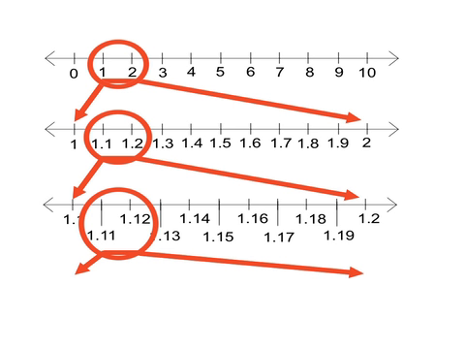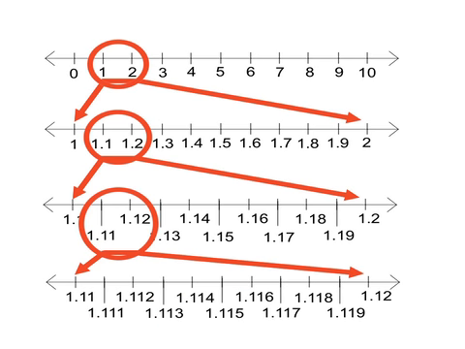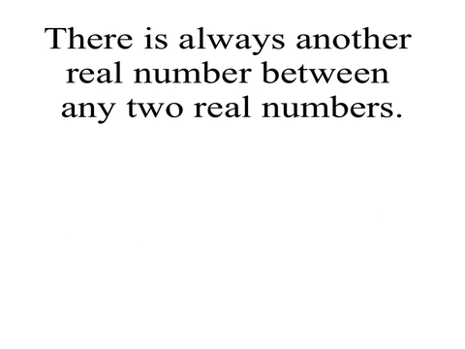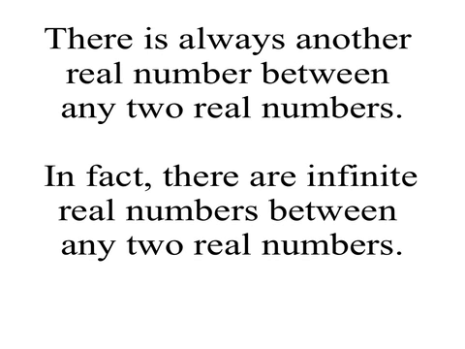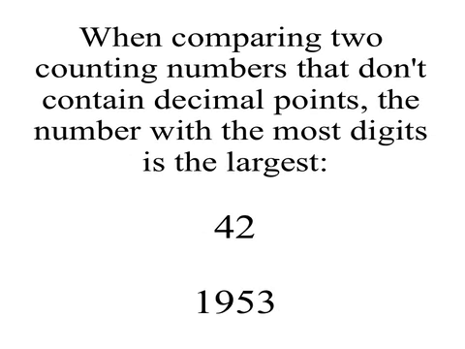So we'll take the interval from 1.11 to 1.12 and enlarge that and break it into 10 intervals. So now each interval is 1,000th. And what we're getting to here is that there is always another real number between any two real numbers. And in fact, there are infinite real numbers between any two real numbers.